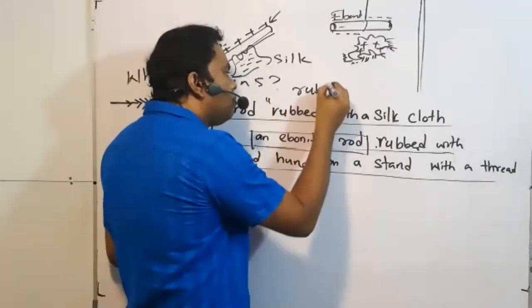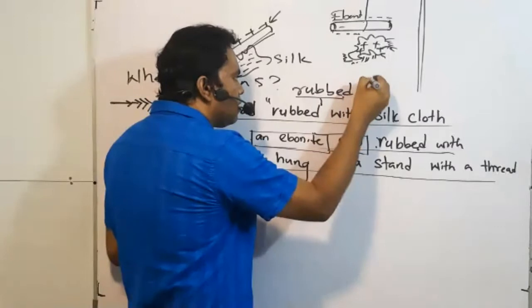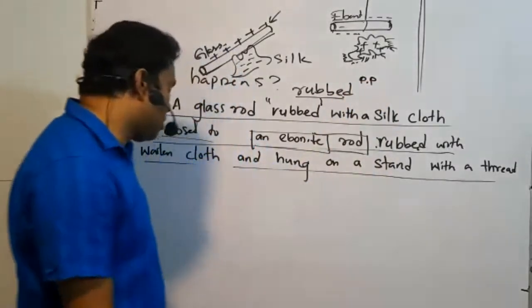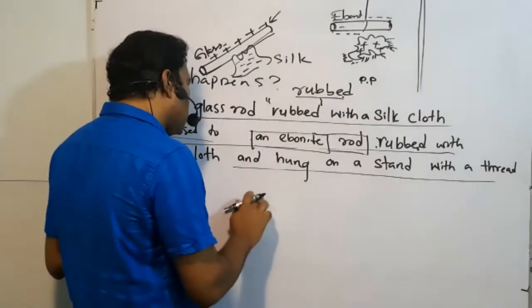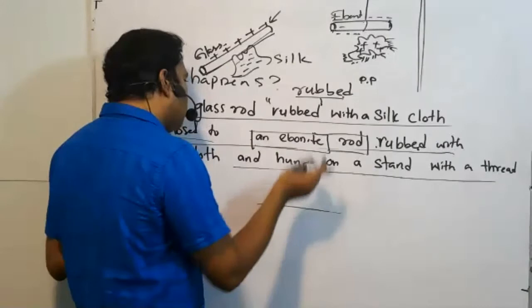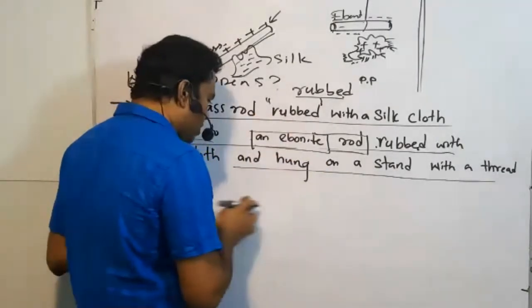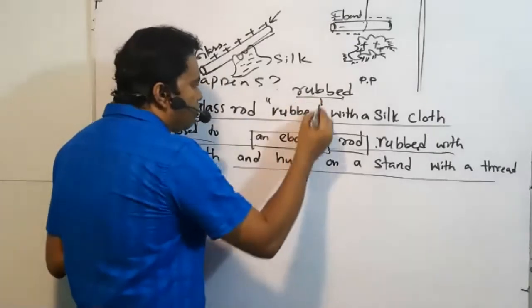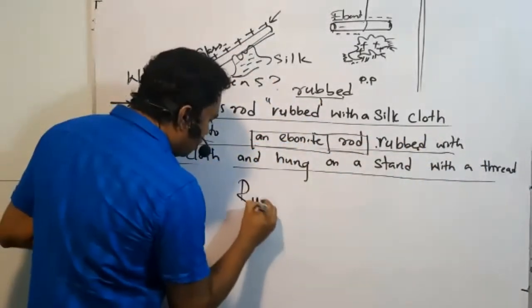So rubbed means past participle. PP, not propel picture. Past participle. We can use a past participle to describe a noun. Okay? So as it begins, rubbed with a silk cloth. Look at this, rubbed with a silk cloth.